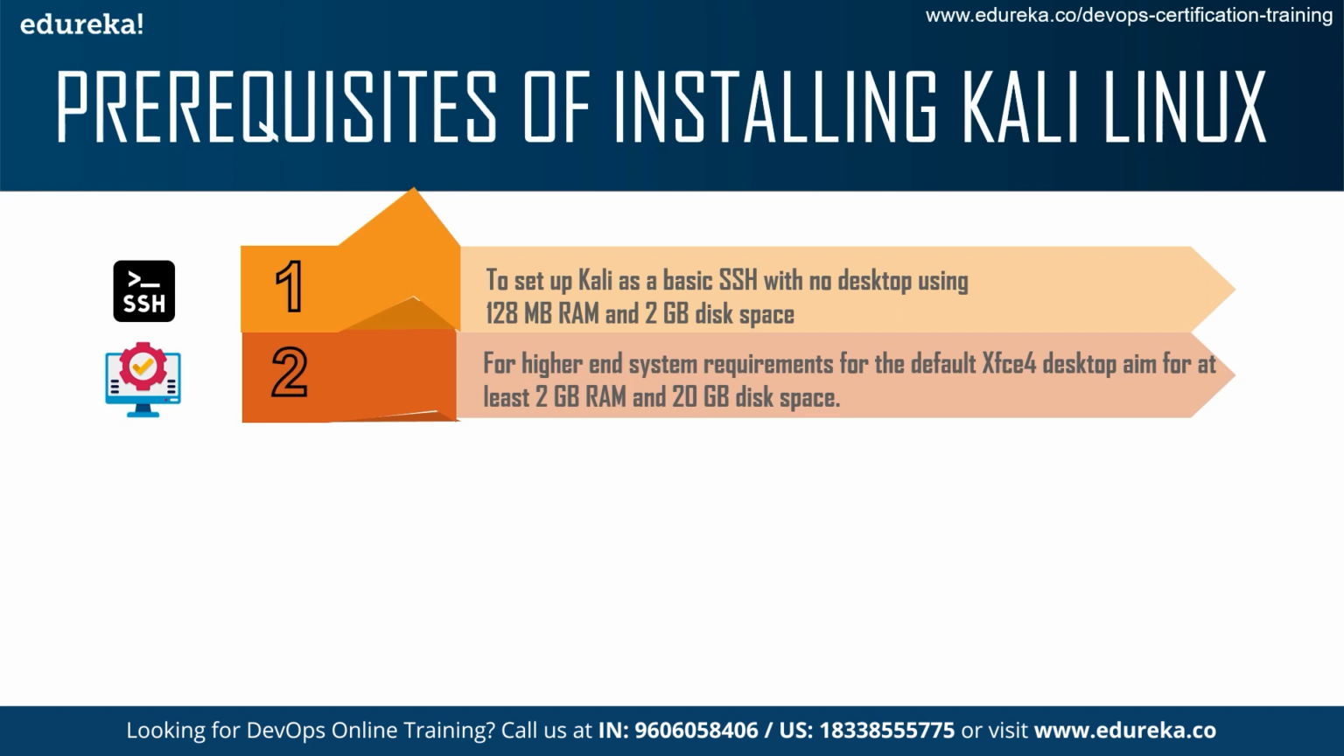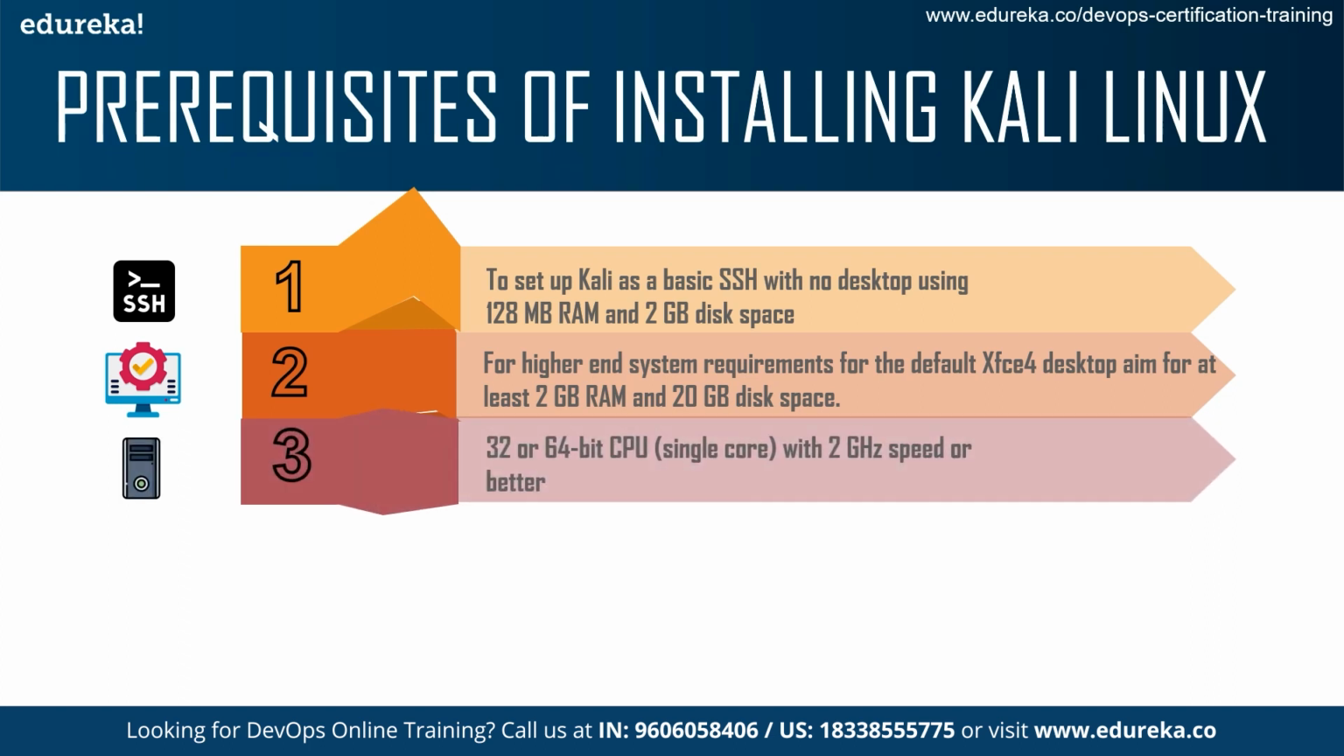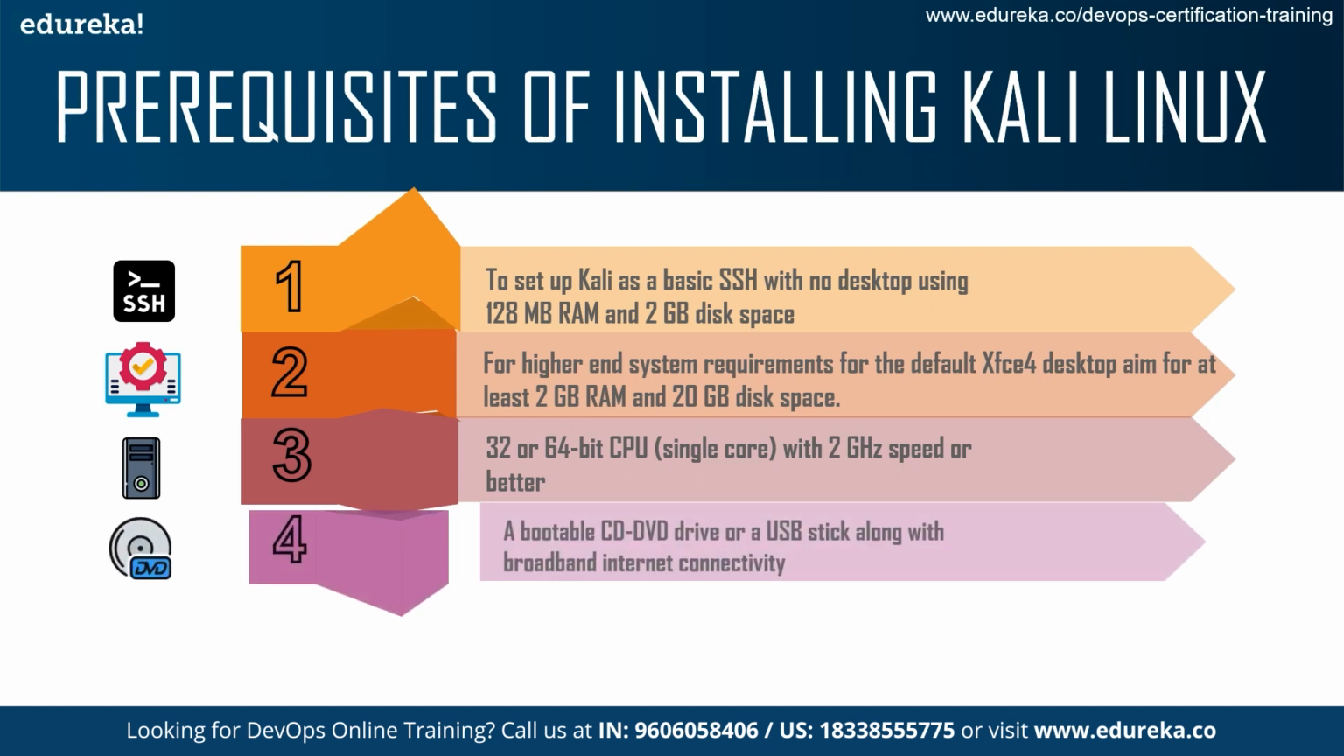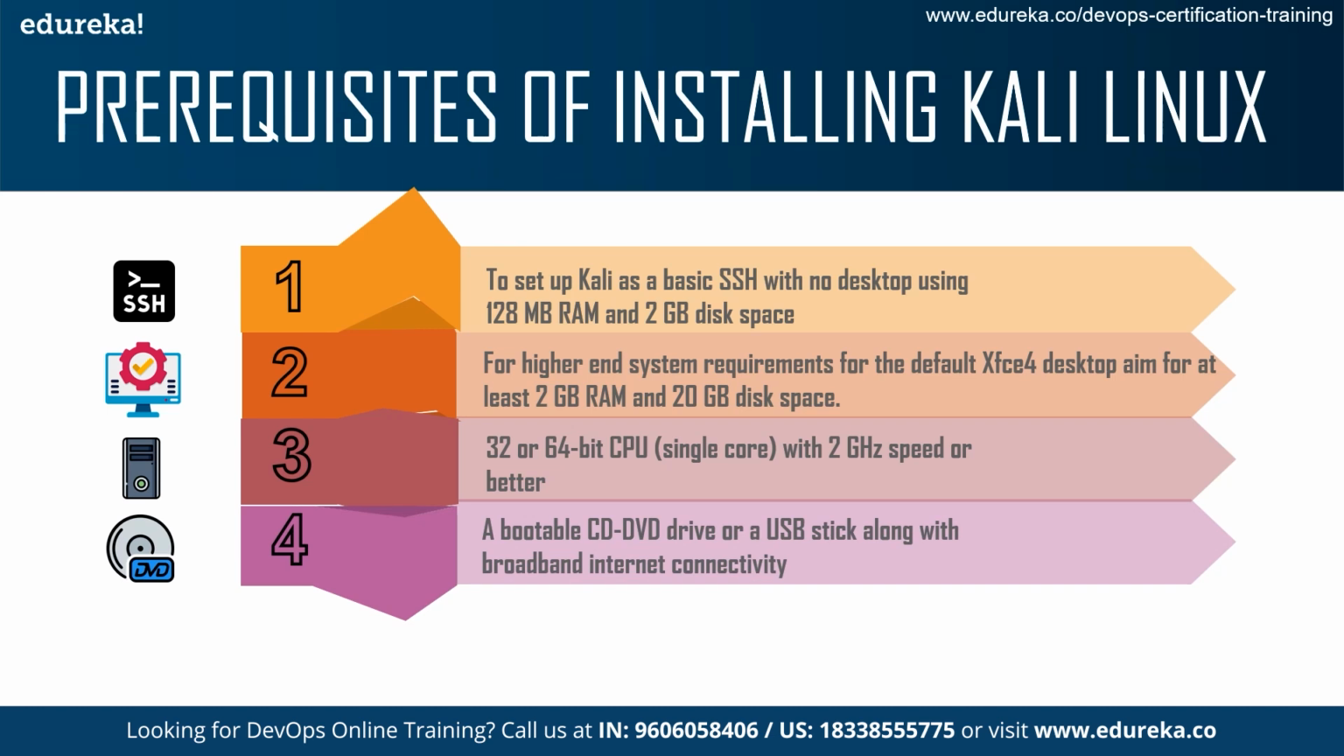Followed by, when it comes to, let's say, processors or CPUs, right? You need at least a 32 or a 64-bit CPU, which is single core, with at least around 2 gigahertz of speed or better. Now, this you need because the better your Kali Linux system performs, the better it is for you, right? Performance matters when it comes to Kali Linux because it is extensively used in the industry by professionals. And most importantly, you need a bootable CD or a DVD drive, right? Or even a USB stick and good internet broadband connectivity.